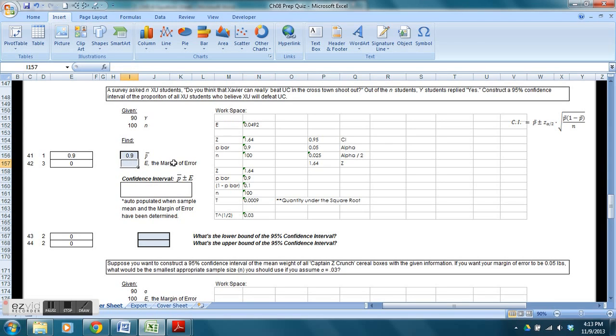It's just this p plus or minus this error term. There it is, so beautiful. And once again, the upper bound will be our point estimator plus the margin of error, 0.9 plus 0.0492, and our lower bound will be 0.9 minus 0.0492. And once again, I'll fix these.